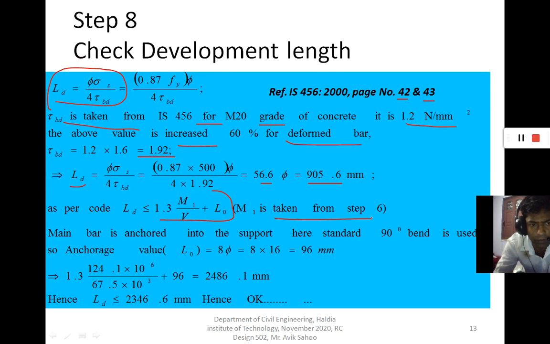So M1 is taken from step 6. The main bar is anchored into the support. Here a standard 90-degree bend is used, because this bar is anchored, a 90-degree bend is made at the end. So that's why the anchorage value is increased. So for a 90-degree bend the anchorage value is 8.5. As per code, for each 45-degree bend 4.5 is added. So the 90-degree bend means 8.5.